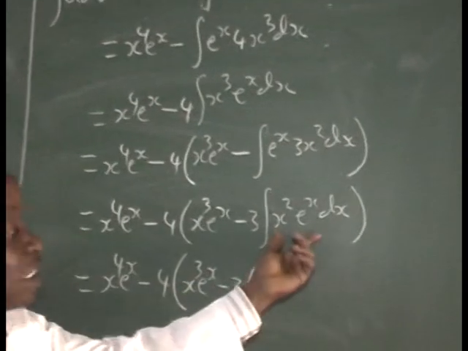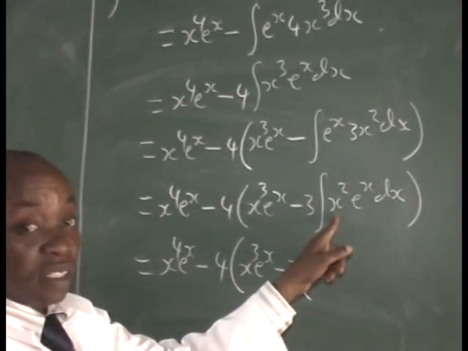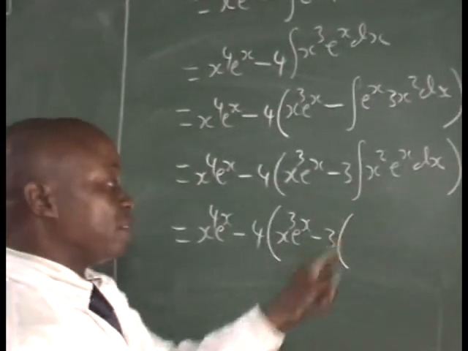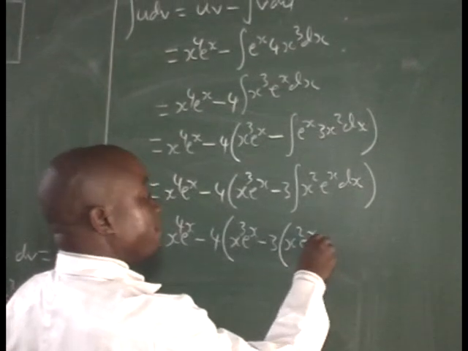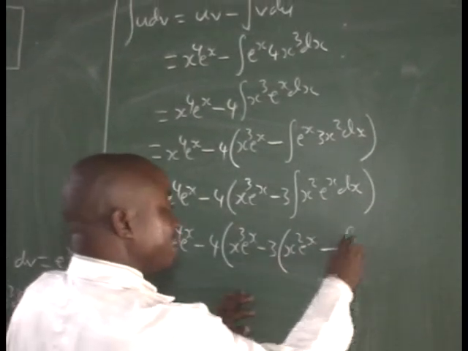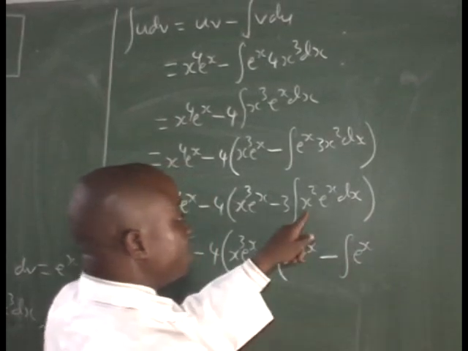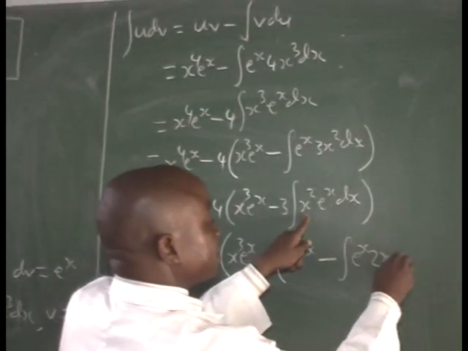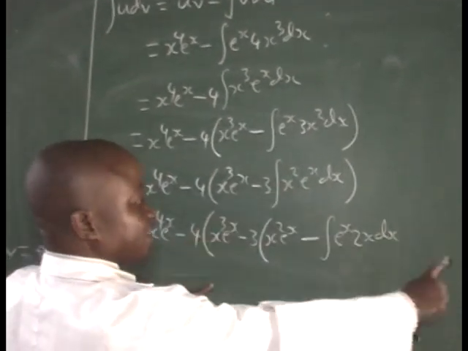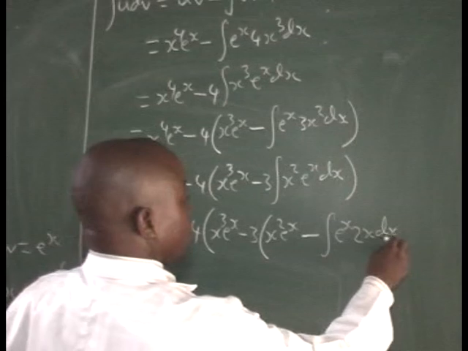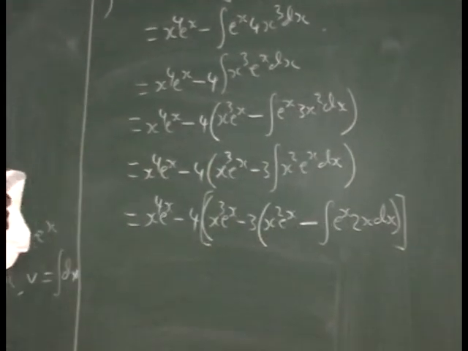You see, I'm going to start again. So my u here now becomes x squared. So uv will become x squared exponential x, minus integral v du. v is exponential x, and du here is 2x dx, because if you differentiate here, you have 2x dx. Okay, so that is how it works.